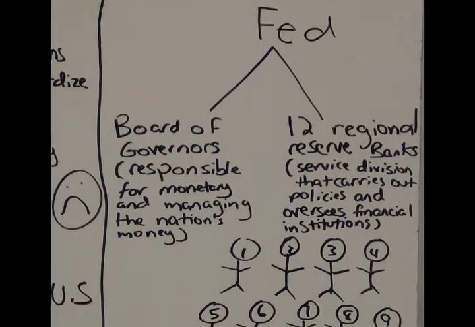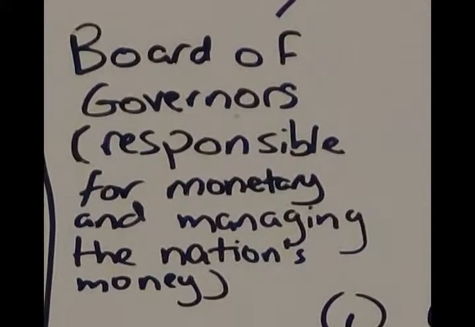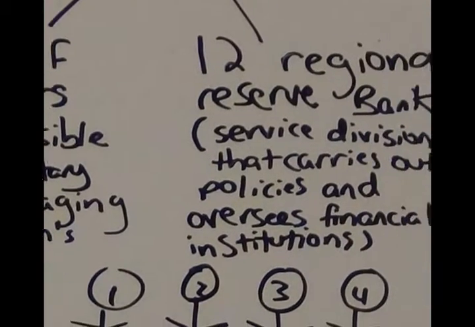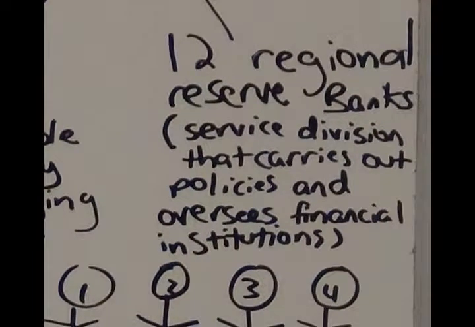The Fed has two divisions. One group, the Board of Governors, is responsible for setting monetary policy and managing the nation's money. The other group, the 12 regional reserve banks, acts as a service division that carries out the policy and oversees financial institutions. The Regional Reserve Bank represents the private sector. Both of these groups have the same goals.